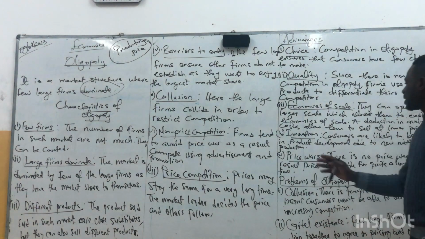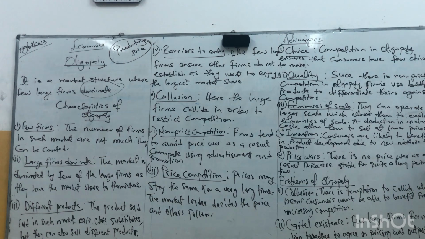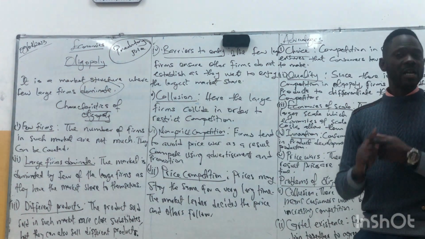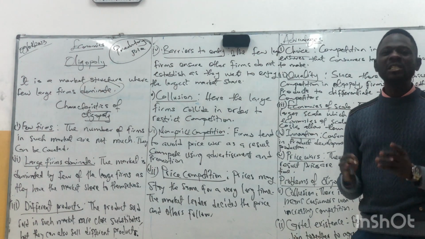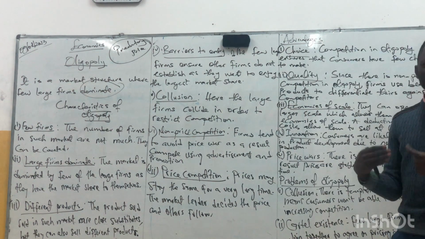The fifth one, price wars. There is no price war. As a result, prices are stable for quite a long period of time. Another advantage about oligopoly is that there is no price war. As a result of that, they enjoy stability of price. So customers are able to buy at the same price for a very long period of time.